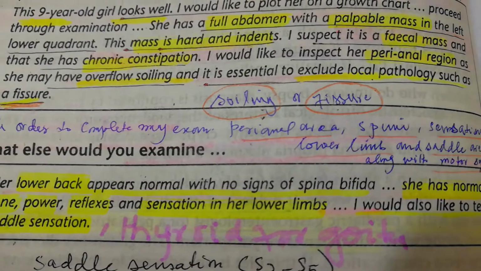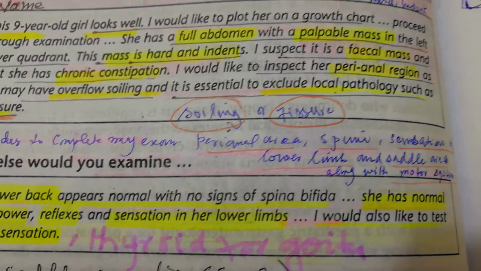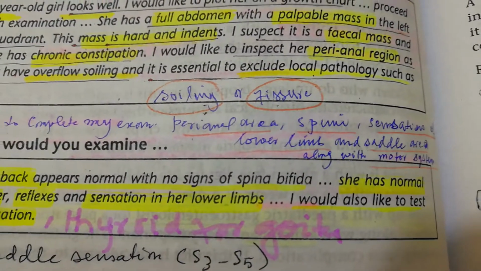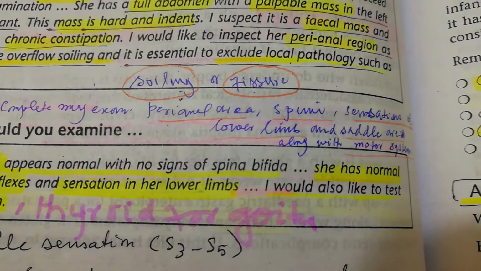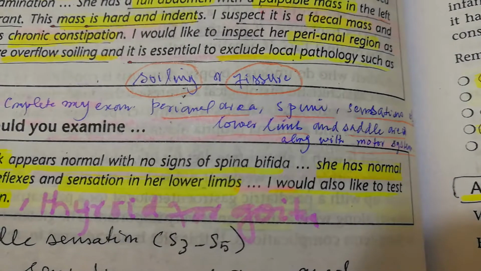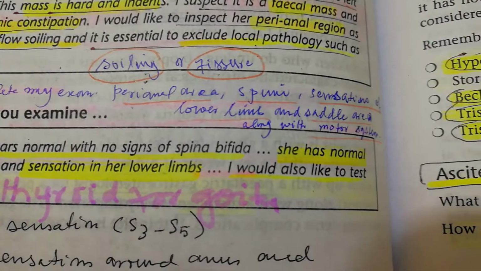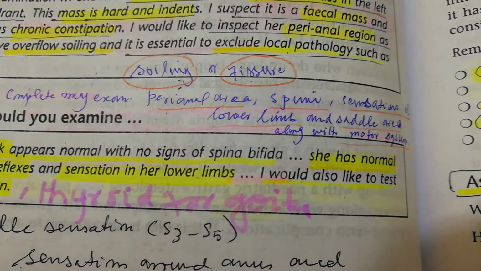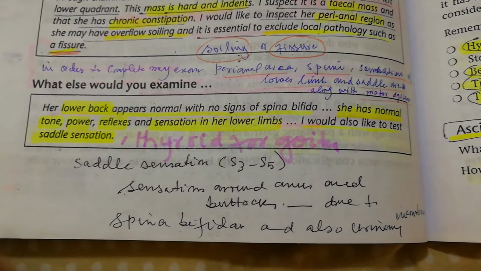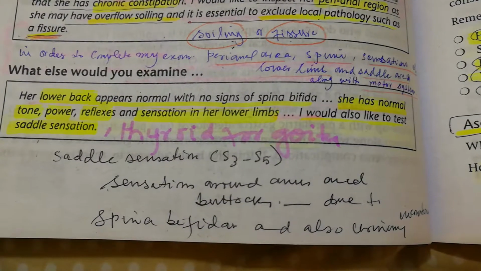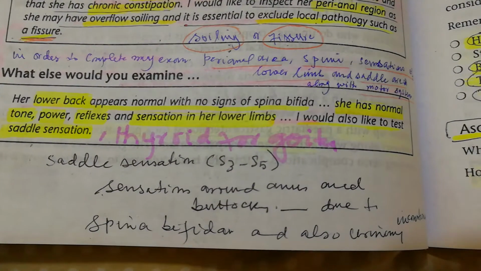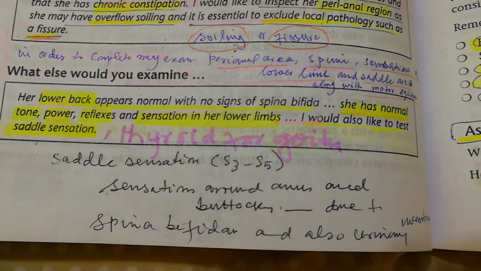In order to continue my examination, I would like to check her spine, her sensation in the lower limb and saddle area, her thyroid for goiter, and her motor system examination. The saddle area is S3 to S5, the sensation around the anus and buttocks. This may be due to spina bifida associated with urinary incontinence.